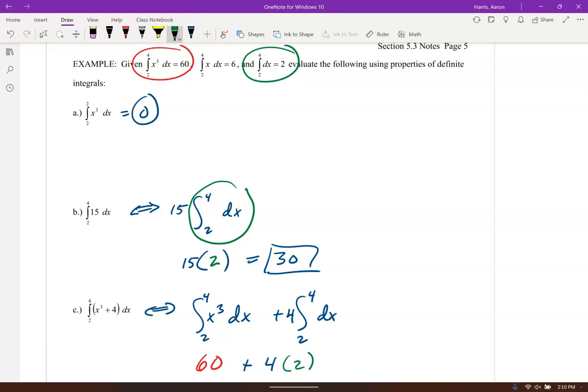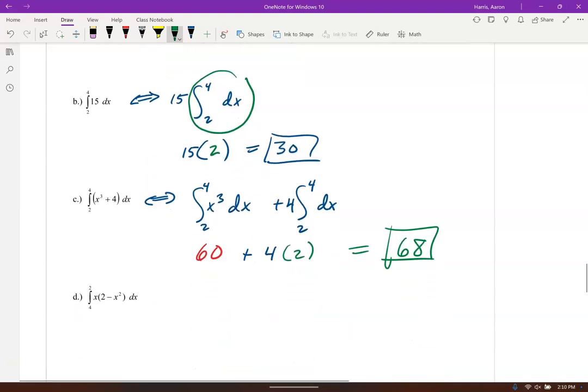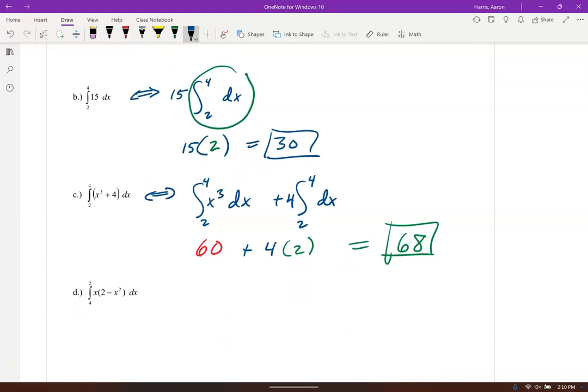So you end up with 60 plus 8, 68 on that. This one I would go ahead and multiply through. I changed my mind. I'm going from 4 to 2 instead of 2 to 4. That's a little awkward. Let me switch it around because I know my integrals were given from 2 to 4. So I would have to put a negative out front if I'm going to change it from 2 to 4. And then this stuff's the same.